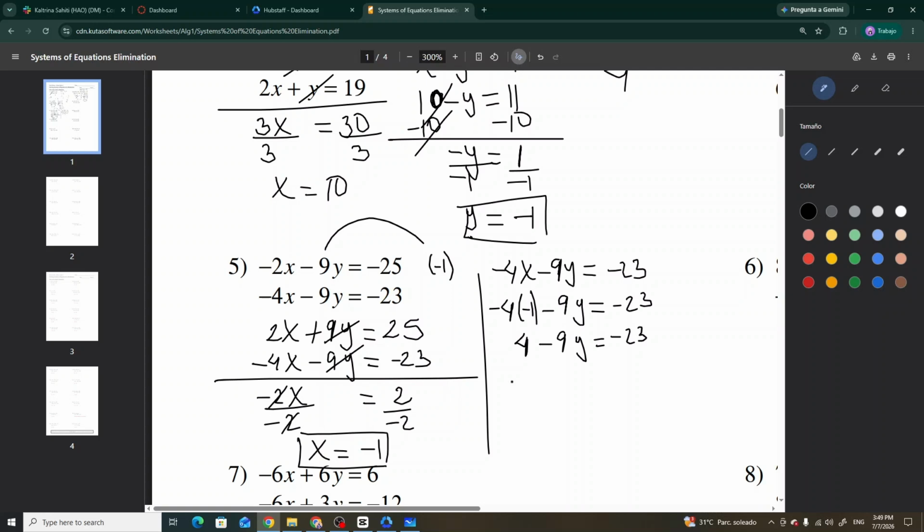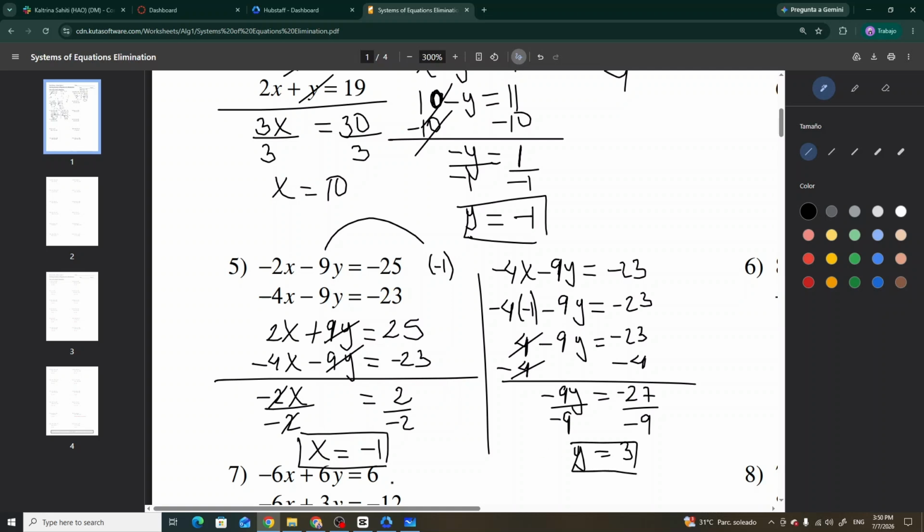Now I have to get rid of the 4, taking away 4 on both sides, right? Cross out the 4, I bring down negative 9y, and negative 23 minus 4 is negative 27. I have to divide by the coefficient of the variable, which is negative 9, on both sides, right? Negative over negative, that's a positive y, and negative over negative, that's positive 3.